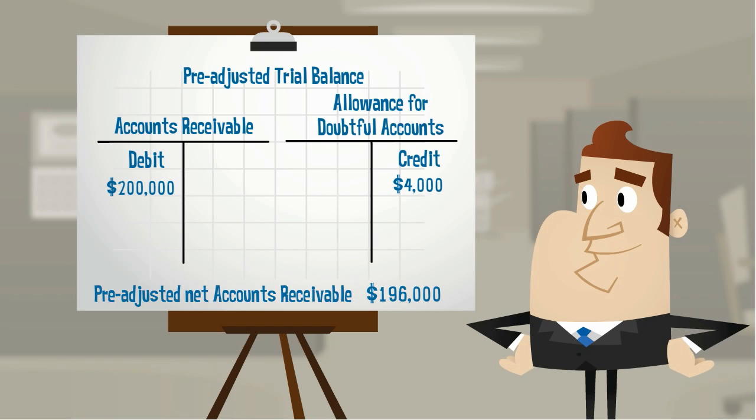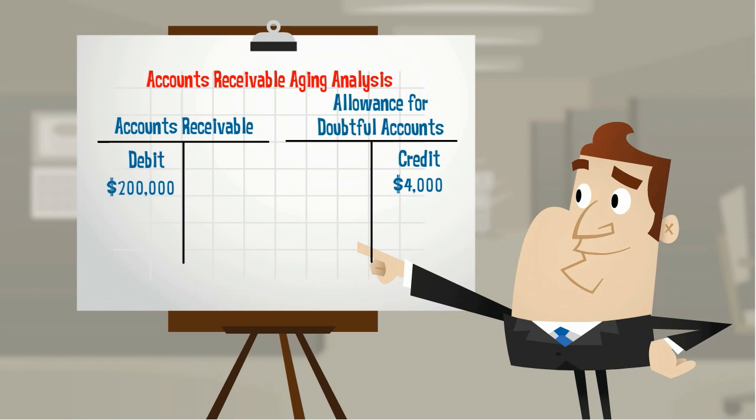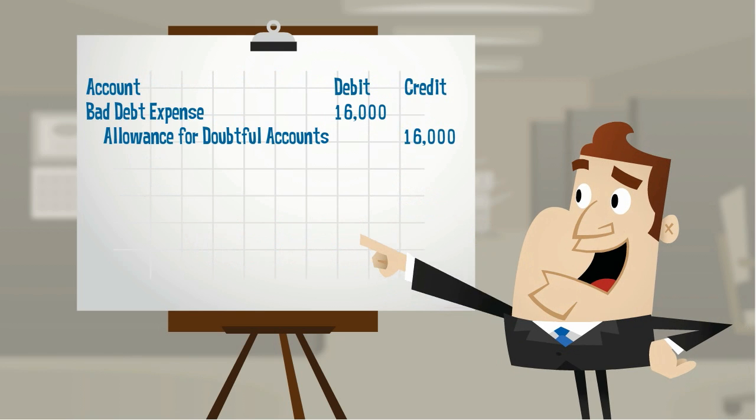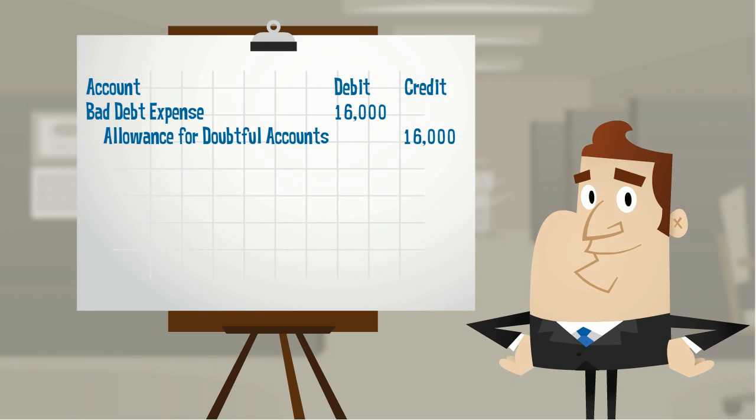However, if based upon an accounts receivable aging analysis, management believes that 10% of its receivables will go bad, i.e. $20,000, management will need to adjust allowance for doubtful accounts by recording an additional $16,000 credit to the allowance account as follows: debit bad debt expense, $16,000. Credit allowance for doubtful accounts, $16,000.